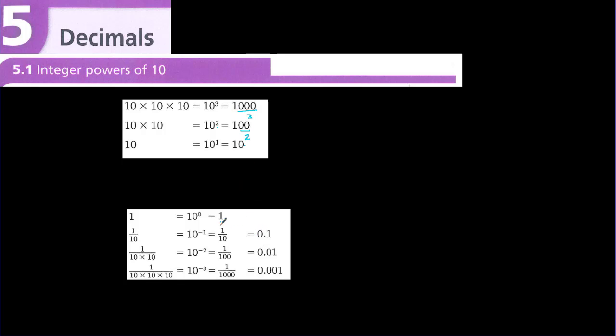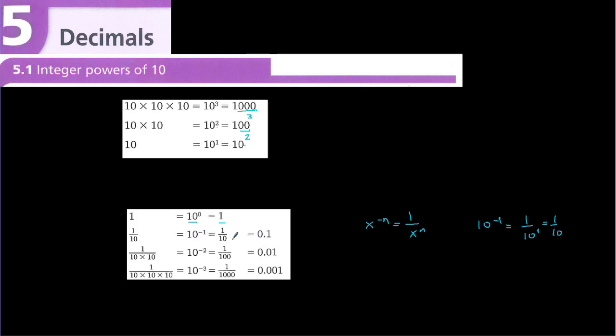But 10 to the power of 0, actually here it is 1. And 10 to the power of minus 1 is equal to 1 over 10. If you remember, we said like this: x to the power of minus n is equal to 1 over x to the power of n. So 10 to the power of minus 1 is going to be equal to 1 over 10 to the power of 1, which is equal to 1 over 10. And from the fractions, you know this one, it's going to be equal to 0.1.